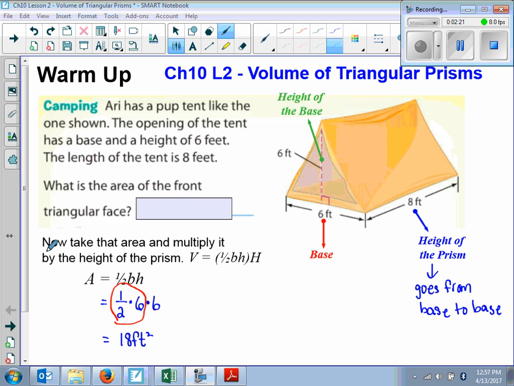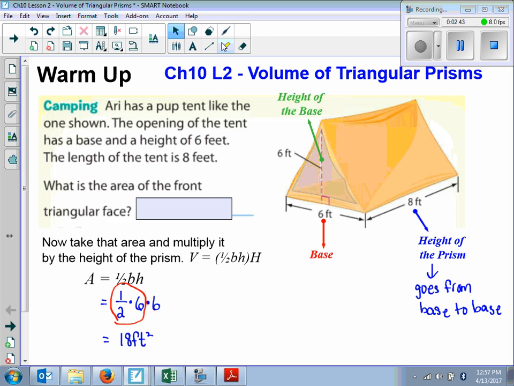So the next part says, now we're going to take the area that we just found, and we're going to multiply it by the height of the prism. What's the height of the prism? 8. Remember, it goes from triangular base to triangular base. So from here to here, that is the height of the prism.